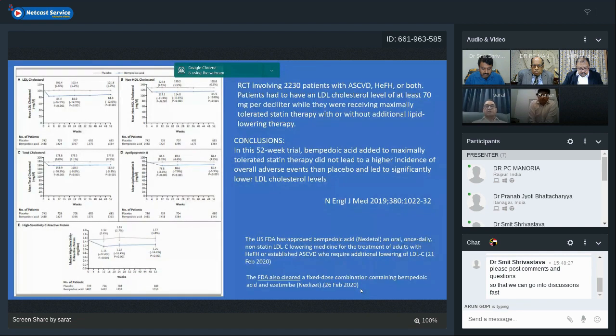And this is a relatively recent publication. And you can see here that there is a reduction of LDL cholesterol, a reduction of total cholesterol, ApoB reduction is there, non-HDL reduction is there, and hsCRP is also reduced. The conclusion is, in this 52-week trial, bempedoic acid added to maximally tolerated statin therapy did not lead to a higher incidence of overall adverse effects than placebo and led to significantly lower LDL cholesterol. As I said earlier, this has recently been approved by the FDA, and that's a good thing. So you have an orally effective agent which acts very similar to statins without the muscle-related symptoms, and probably this is going to give a run for the money to statins in the near future.